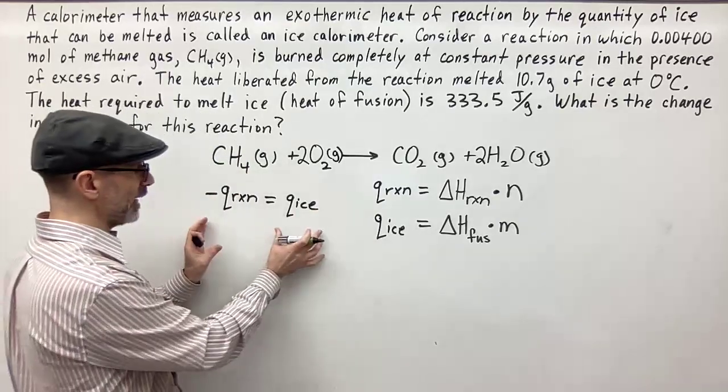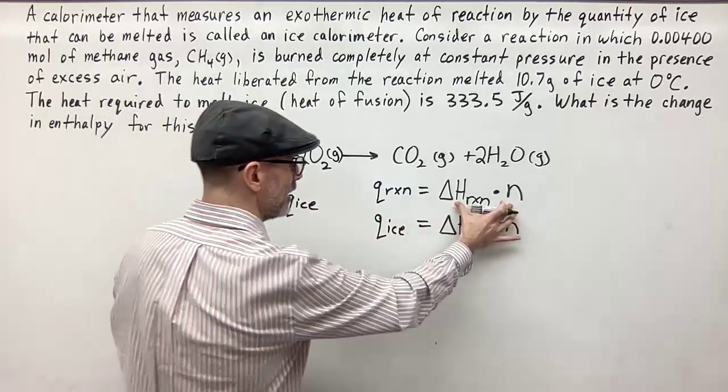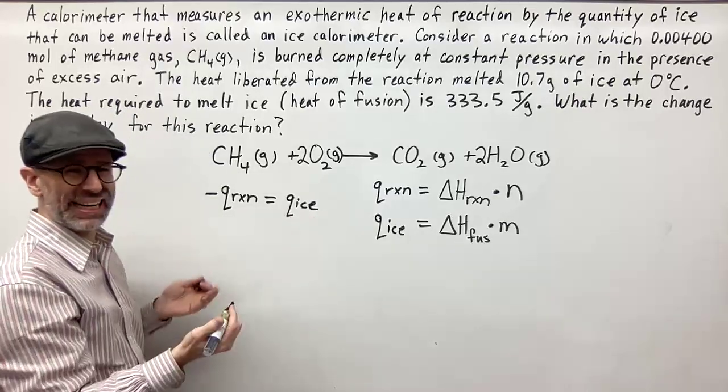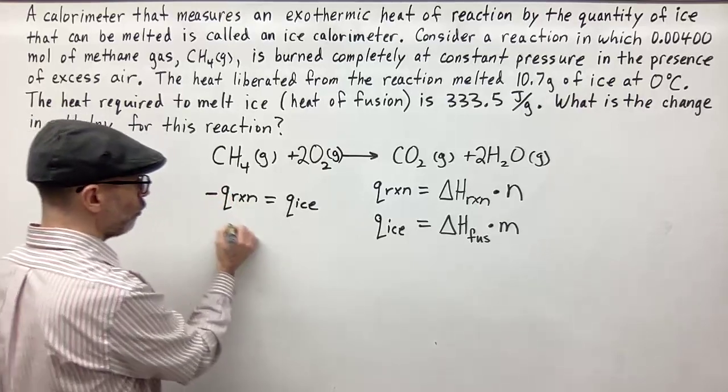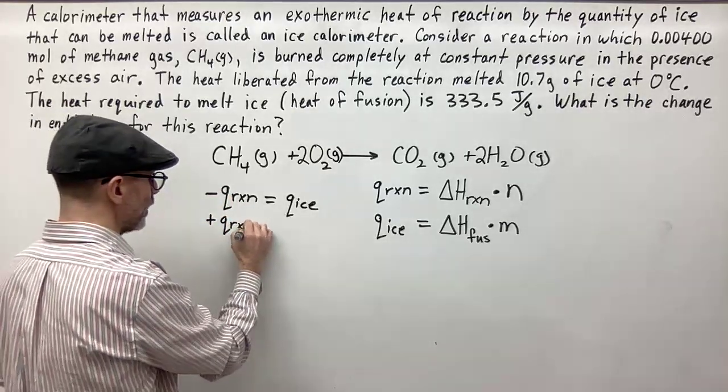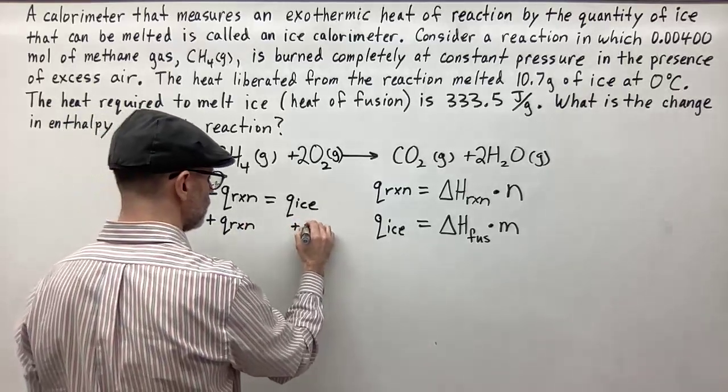Now that we have the Q of the reaction and the Q of the ice, we can now plug that in. You can take this and plug it into this, leave it that way. Or what I like to do is move this over here. So I'm going to add Q of the reaction to both sides.